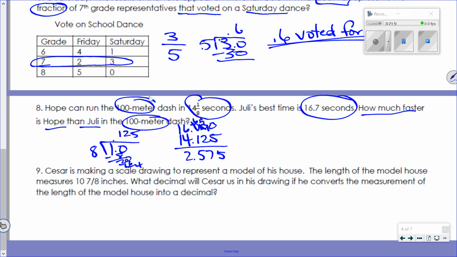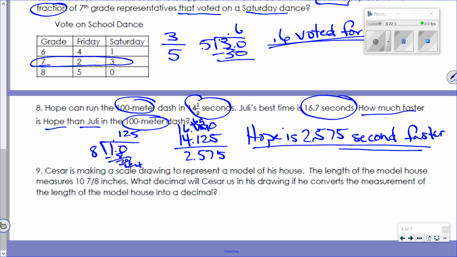So Hope is 2 and 575 thousandths of a second faster. There's our full answer. So Hope definitely beats up on Julie.